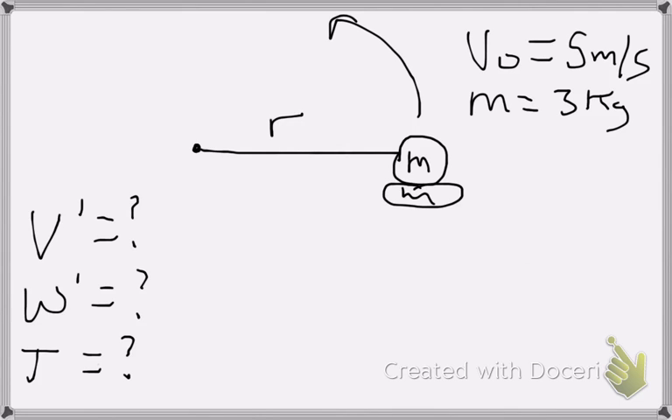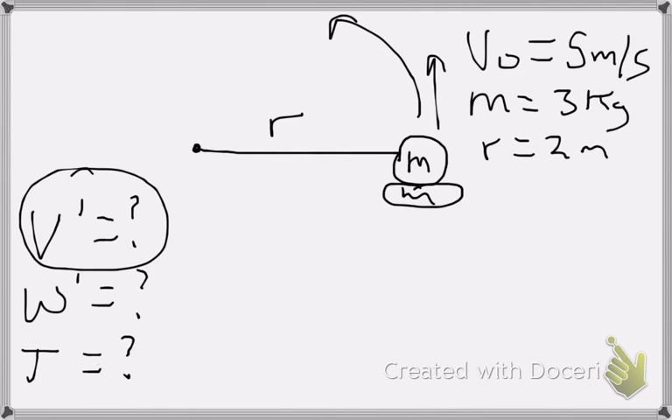So here are some values that we can play with. We have the initial velocity of 5 meters per second. Both masses are 3 kilograms, and the radius is 2 meters. First question we are going to answer is, what is the final velocity? And I'm talking about linear velocity, not angular. So I'm talking about this one. So immediately after they collide, how fast are they going that way? Straight up.